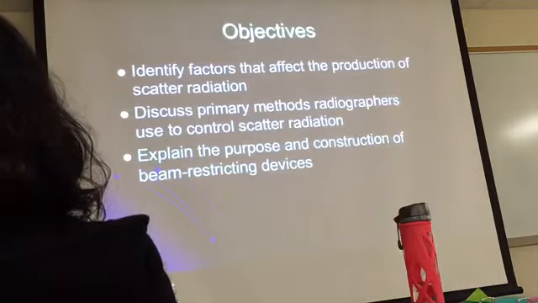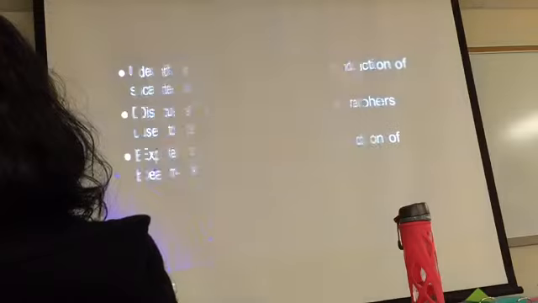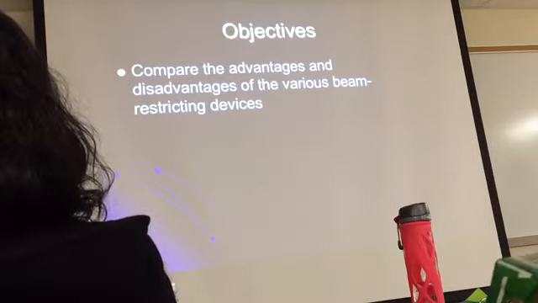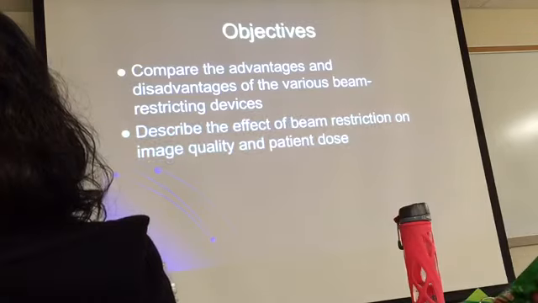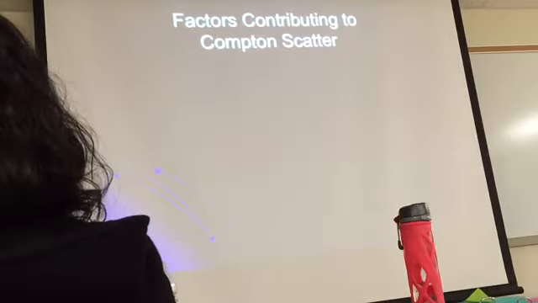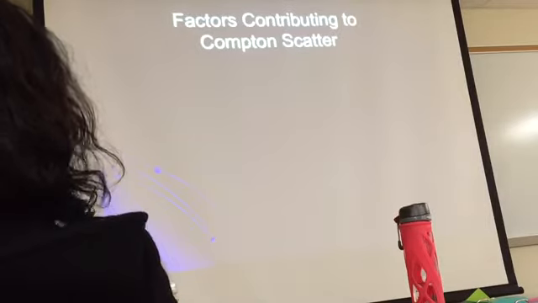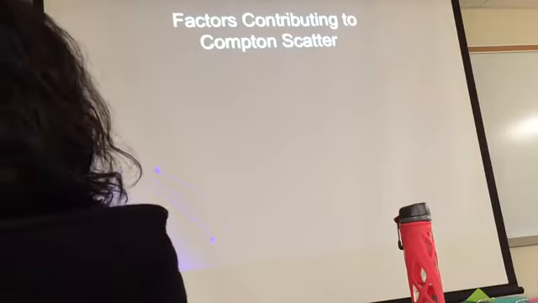Explain the purpose and construction of beam restricting devices. Compare the advantages and disadvantages of the various beam restricting devices. Describe the effect of beam restriction on image quality and patient dose. All right, so let's take a look. Factors contributing to scatter radiation. What is it that affects the scatter radiation? Why do we have a lot of scatter radiation or not a lot of scatter radiation?